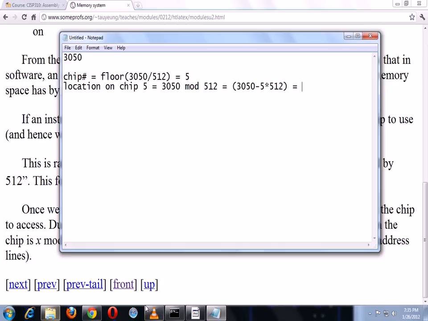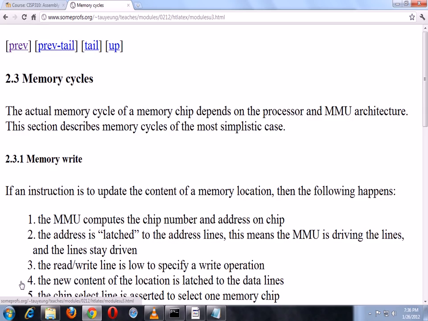Arithmetic, I can't do it. 390? 490. 490 sounds about right. Yes, 490. Okay, so given this information, I now know how to deal with the address lines, and let's go ahead and move on to the next slide.